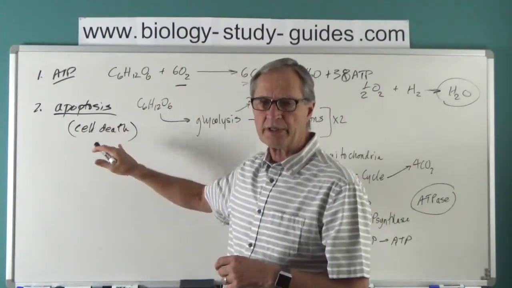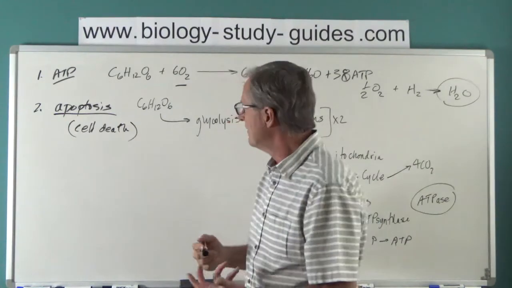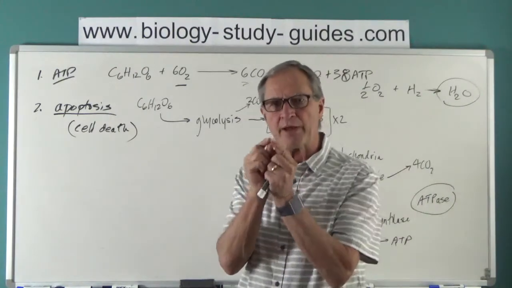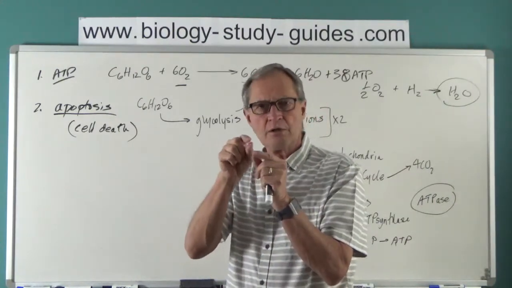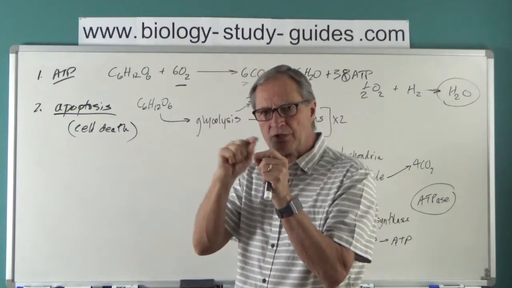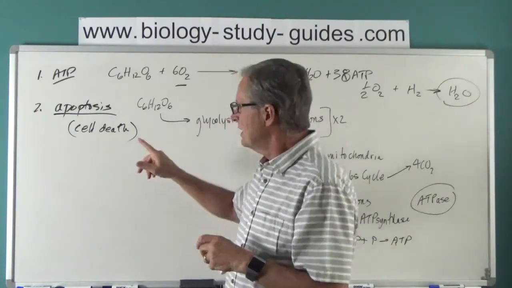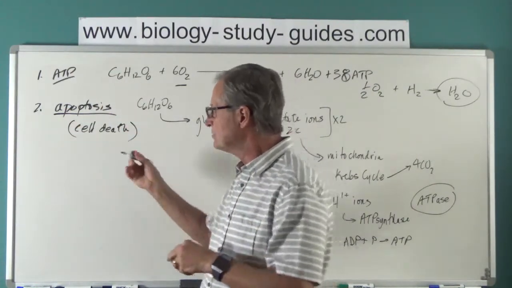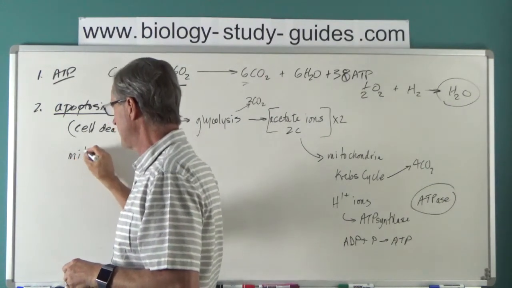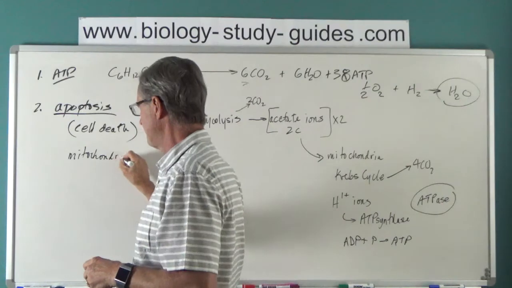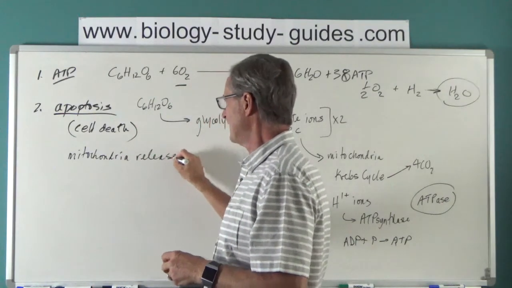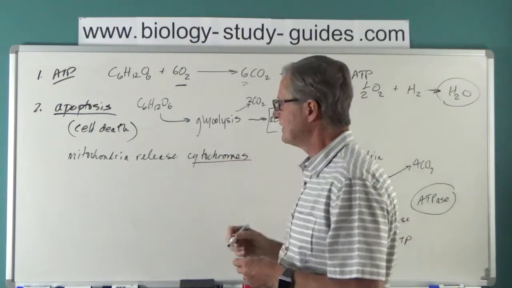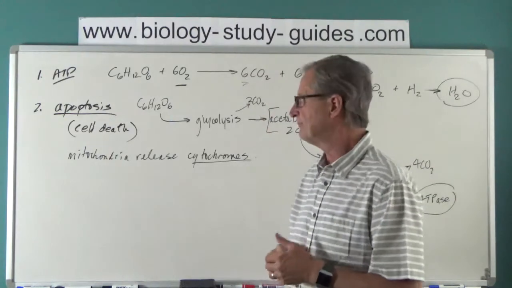The way this works really is it's a function of the mitochondria. The mitochondria, if you remember, have these cytochromes. The cytochromes are those molecules on the inner mitochondrial membrane which the hydrogens go across as they're moving into the intermembranous space from the matrix. What happens when the cells wear out is the mitochondria release the cytochromes. And when they release the cytochromes, that leads to cell death.